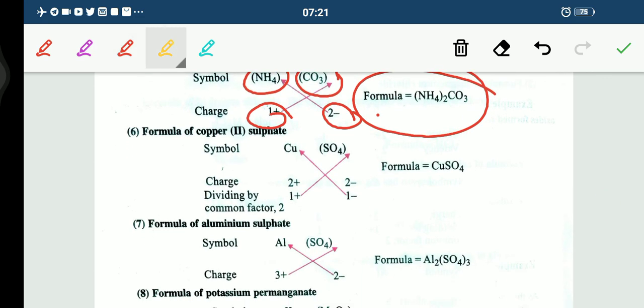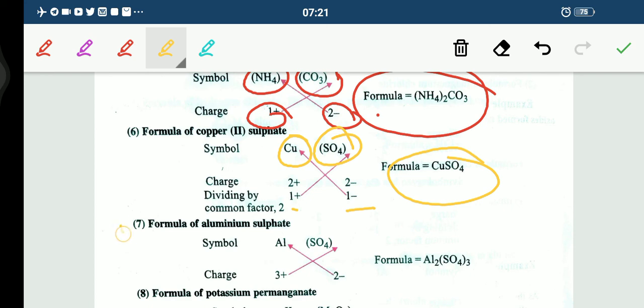Now they are asking copper sulfate. So simply doing that, copper and sulfate. Then charges are +2, and -2 on sulfate. Dividing by common factor 2, so +1 and -1. Crisscross it, CuSO4. This is the formula.